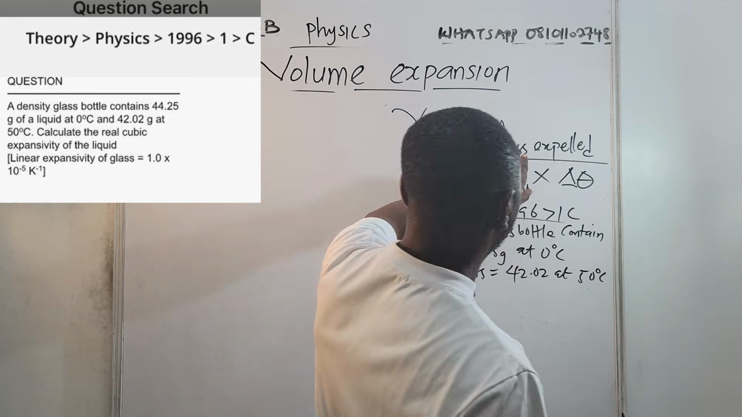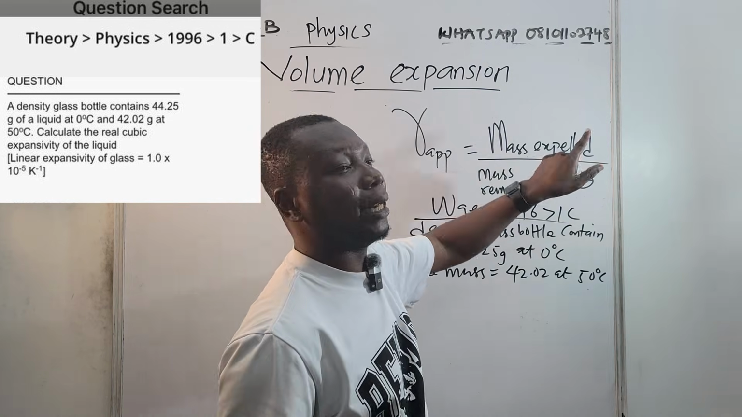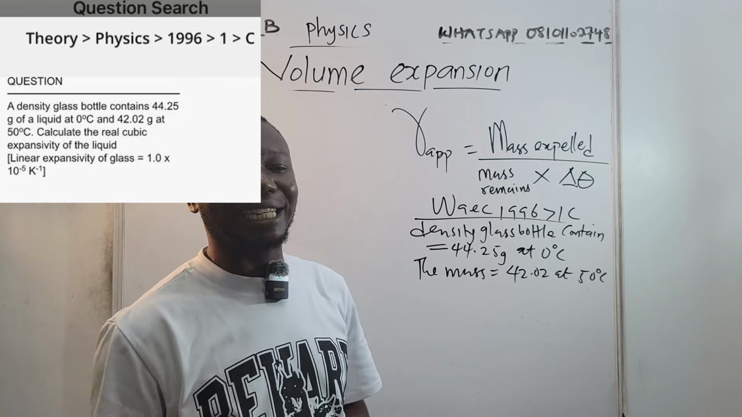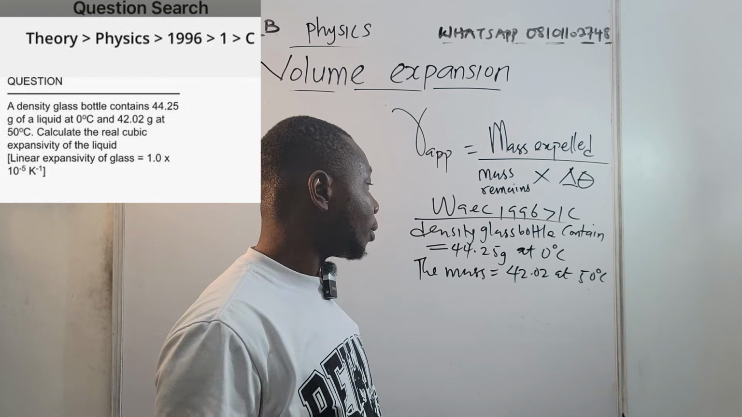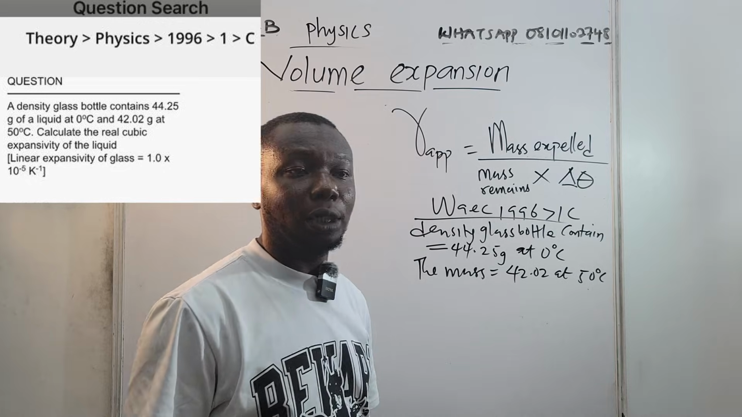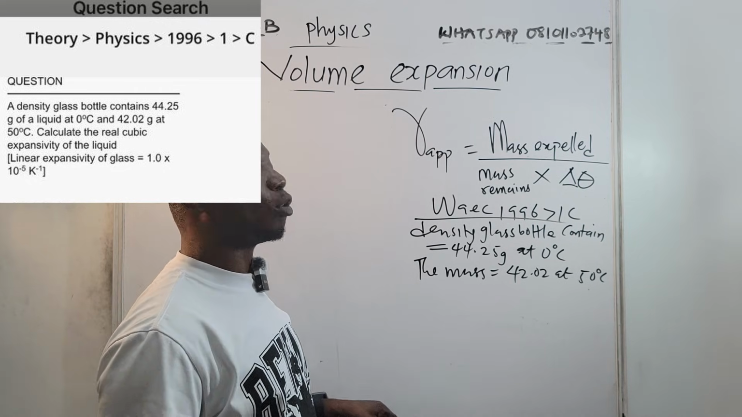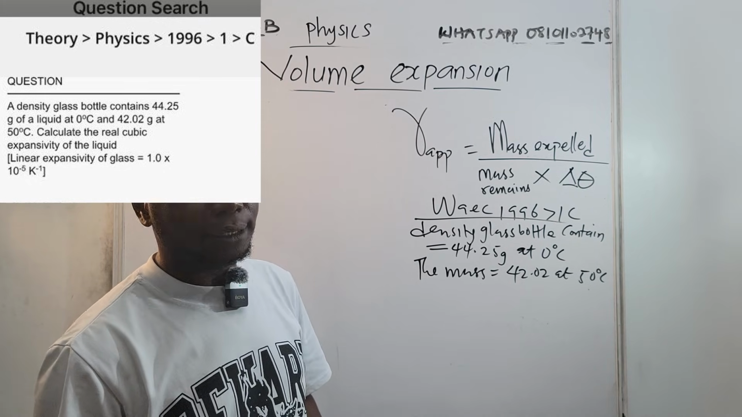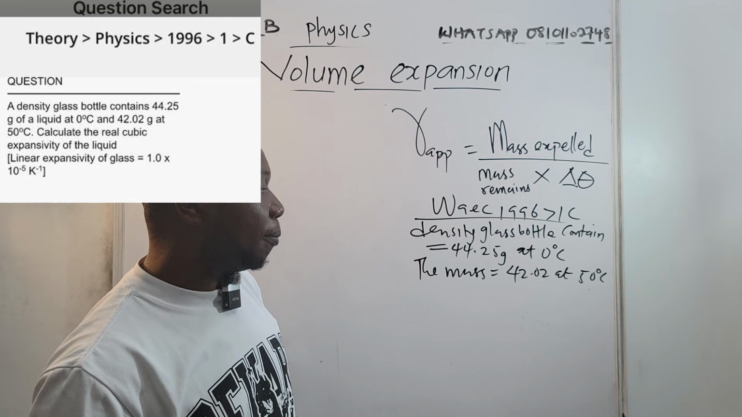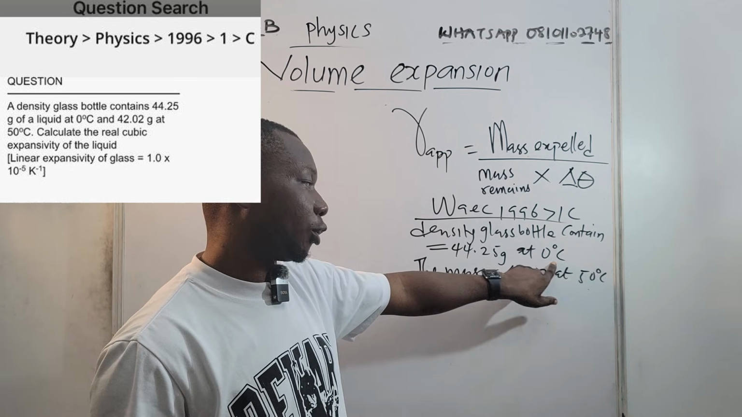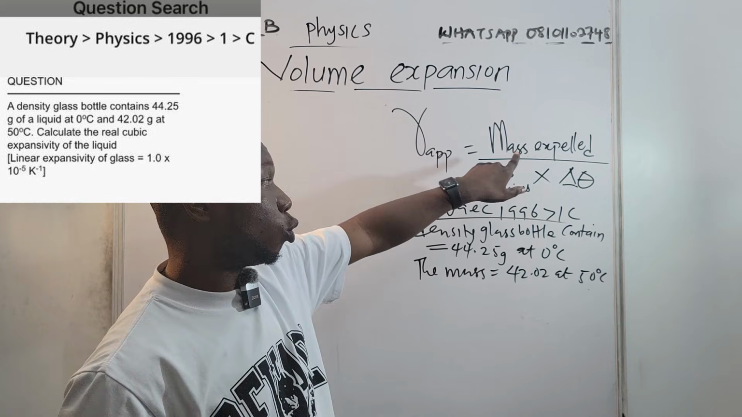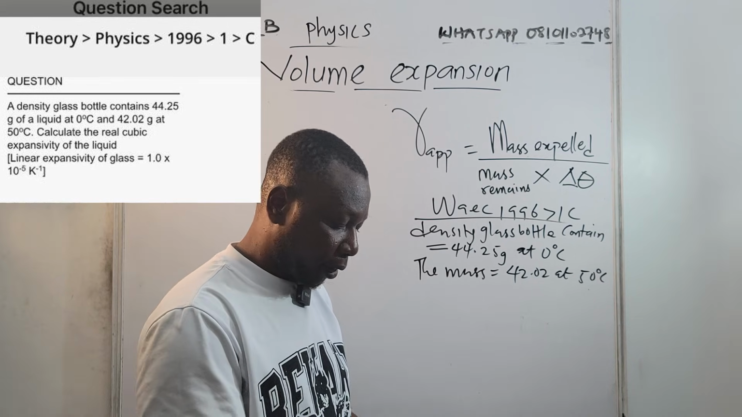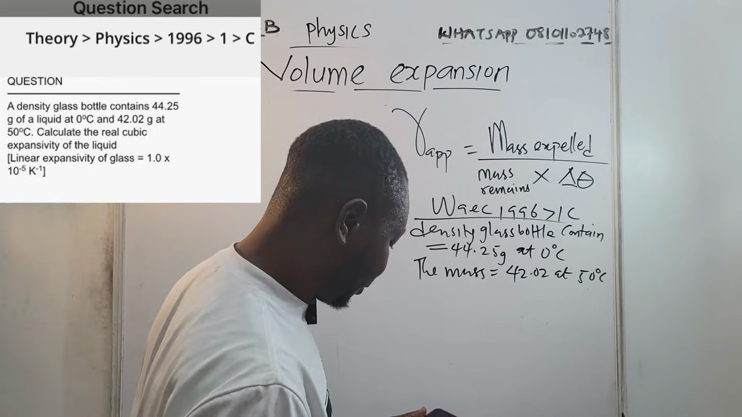That means some mass has been expelled, some mass has escaped. Maybe as a result of what? Diffusion. What causes that diffusion is the rate of change in temperature. Because from 0 degrees Celsius to 50 degrees Celsius, there is a temperature rise which leads to mass expelled. All right? So note that.